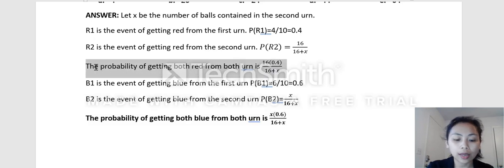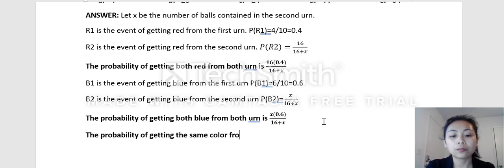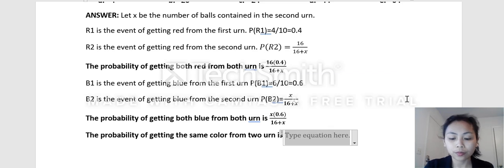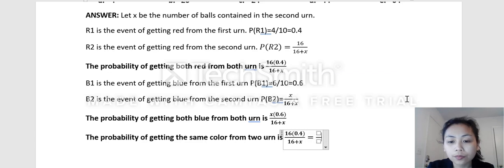So we are going to add the two together to have the probability of getting the same color. So the probability of getting the same color from two urns is just adding the two together, right? So we have 16 times 0.4 over 16 plus x, plus x times 0.6 over 16 plus x, right? And don't forget this equals 0.44. So we are going to solve for x because that is what the question wants you to do.